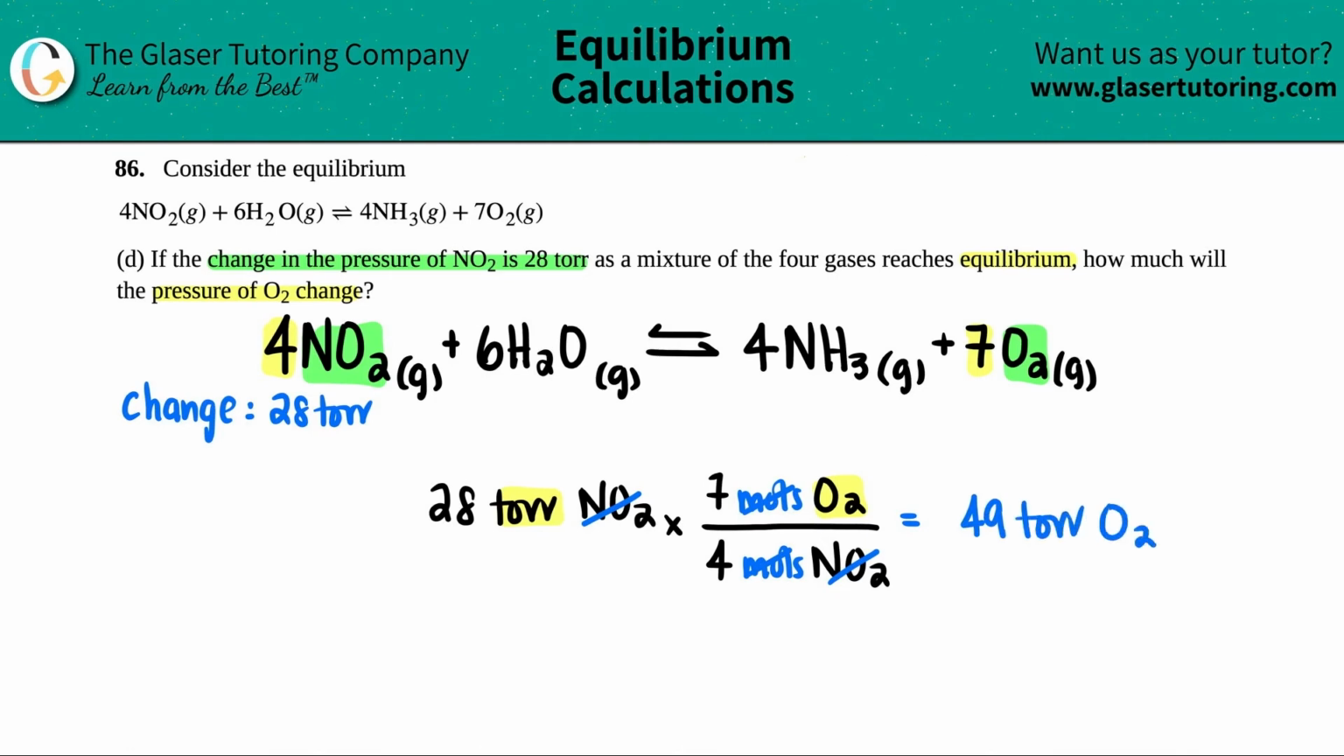Torr of O2. So if this is decreasing by 28 torr, since this is on the opposite side, this would have to increase by 49 torr. Or if this was increasing by 28 torr, this would decrease by 49 torr. But the number is more important. So, hold on. What just happened here? So maybe I'll just get rid of these because it could have been opposite. They didn't say. The main answer is that it's going to change, no matter if it's increasing or decreasing, by 49 torr. And that is your final answer.